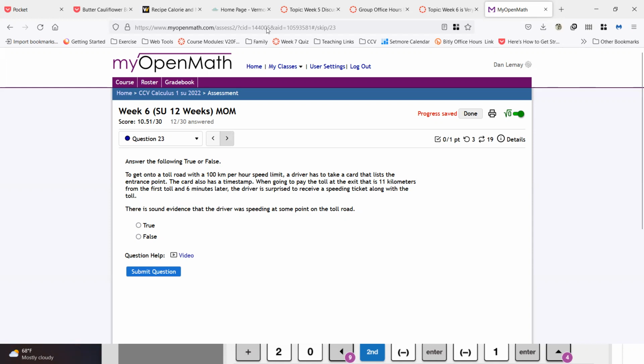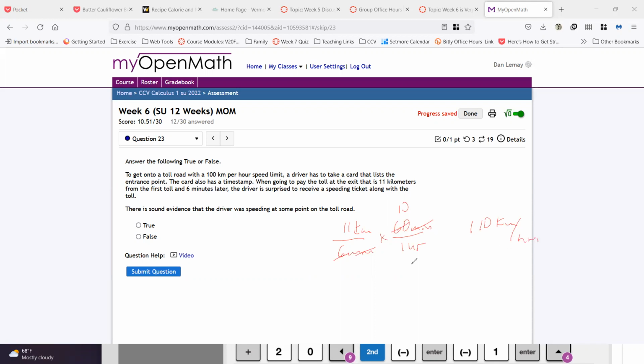Let me pause this here, guys. I guess I got to read the question. So in 6 minutes, this driver went 11 kilometers. Now we want to convert this to kilometers per hour because that's what the speed limit is, right? So we know that there are 60 minutes in 1 hour. We just do a little dimensional analysis here. We see that's kilometers per hour. So I don't even need a calculator for this, do we? 11 times 10 is 110 kilometers per hour.